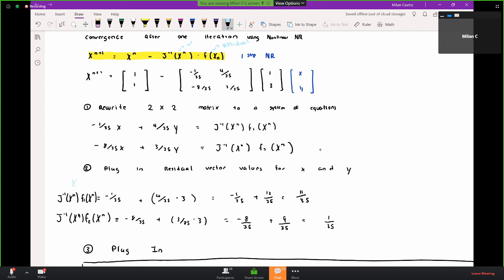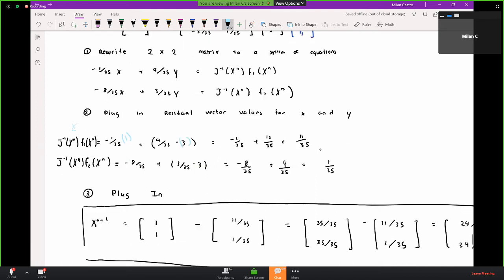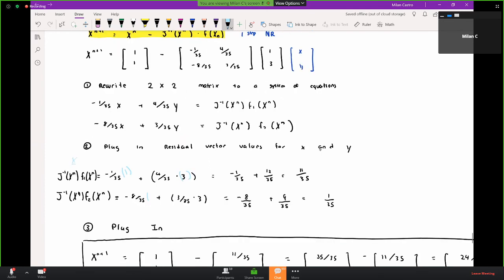We have -1/35 plus 4/35 times 3. And those are the values from the residual, so we're multiplying by 1 and we're multiplying by 3. That's what we're going to multiply by, and we end up getting 11 over 35. And for this one, we are multiplying by 1 and multiplying by 3.